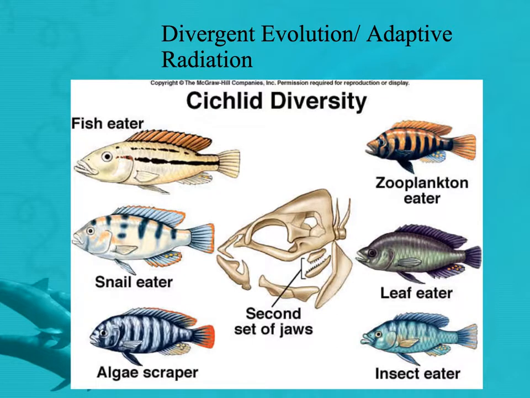Here's an example of divergent evolution. Cichlids are found in Lake Victoria in Africa, and in this lake they fill all kinds of niches. You have fish eaters and snail eaters and algae scrapers, and they're all considered cichlids because they have the second set of jaws, but they've adapted to different roles in the environment because they were the only fish in this lake. It's biologically kind of secluded in a way, and so these cichlids live in that lake, but they filled many different niches because they were the only critters there, and to avoid competition they found different roles.